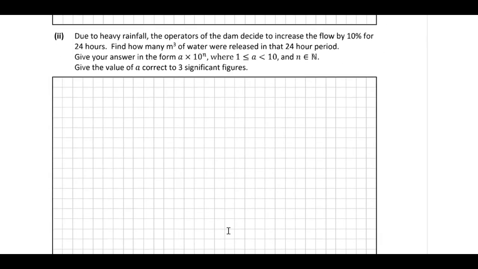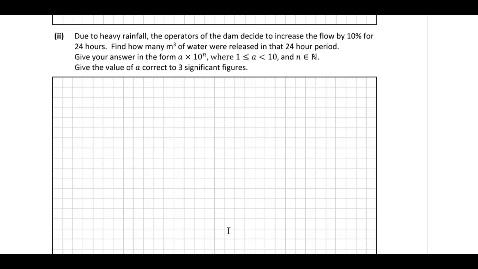Due to a heavy rainfall, the operators of a dam decide to increase the flow by 10% for 24 hours. Find how many cubic meters of water were released in that 24-hour period. Give your answer in the form scientific notation. Give the value of A correct to 3 significant figures.